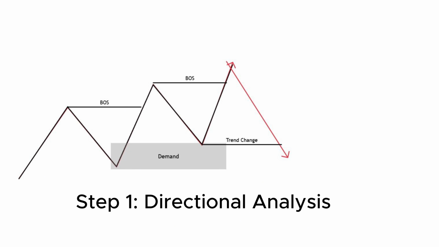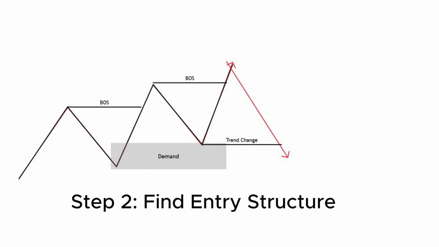That's when we get into the second step, which is finding an entry structure based on the trend the market is following. On downtrends, we no longer identify demand zones, but now we identify supply zones, which are found on the last high before the market broke the last low.